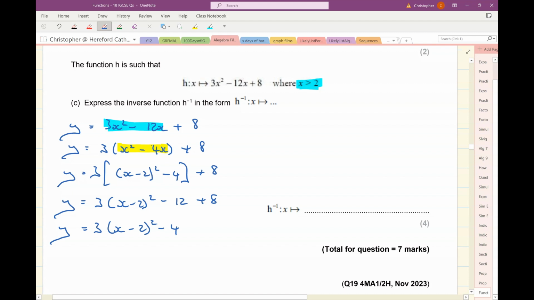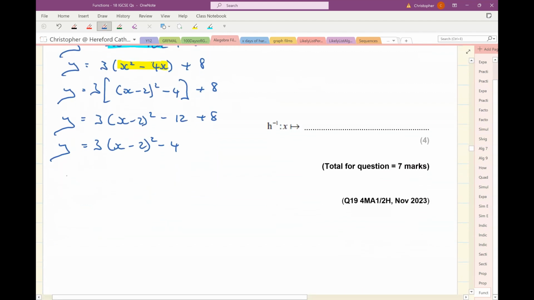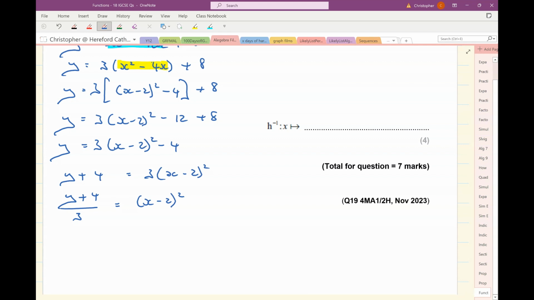Now I've completed the square there. I can now make x the subject. What I'm going to do is add 4 to both sides. So y plus 4 equals 3 lots of x minus 2 squared. Divide both sides by 3. y plus 4 over 3 equals x minus 2 squared. Now I'm going to square root both sides. Remember, I'm going to get 2 answers to my square root on the left. So I need to bear in mind that I've got 2 answers here. So it's the square root of y plus 4 over 3. Okay, there we go. And that's going to be x minus 2.